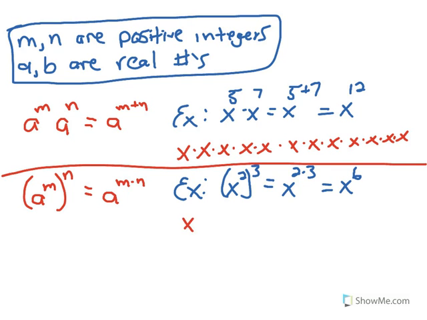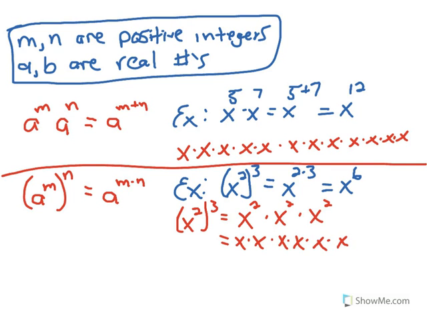Well, x squared cubed. This cubed here means you have whatever's inside the base, which is x squared, 3 times. So that would be x squared times x squared times x squared. What does x squared mean? It means x times x. So does the next x squared. So does the next one. We have 6 of those x's. Therefore, it's x to the 6th.